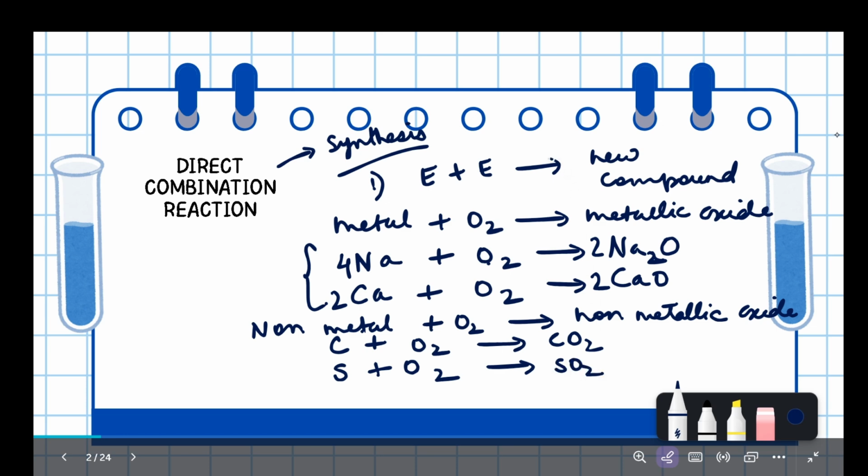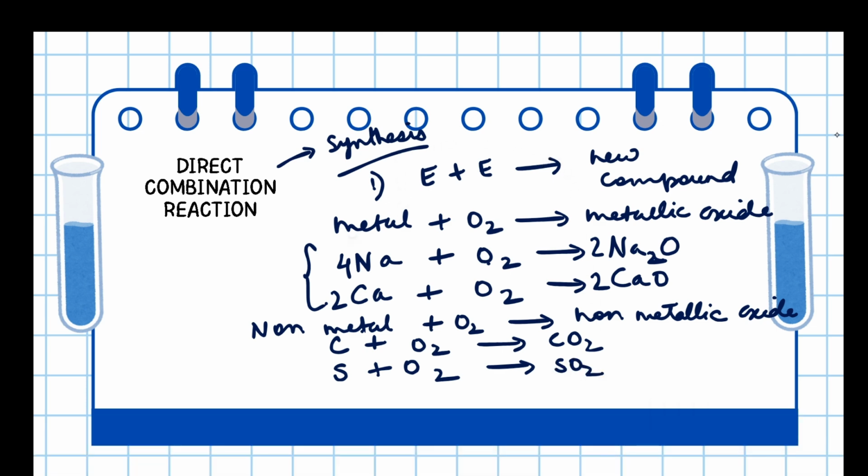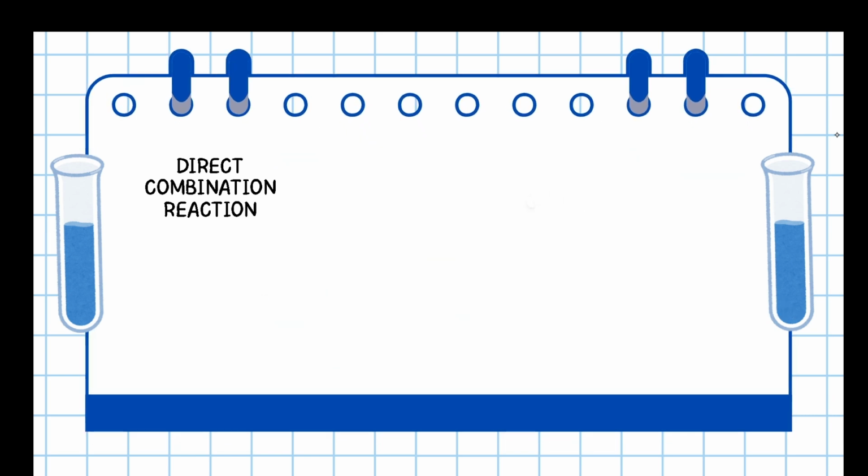So these are simple reactions which you can remember. Metal combining with oxygen forms a metallic oxide. This is an important point which you should remember. And non-metals combine with oxygen to form non-metallic oxides. So here we saw the first type of reaction.